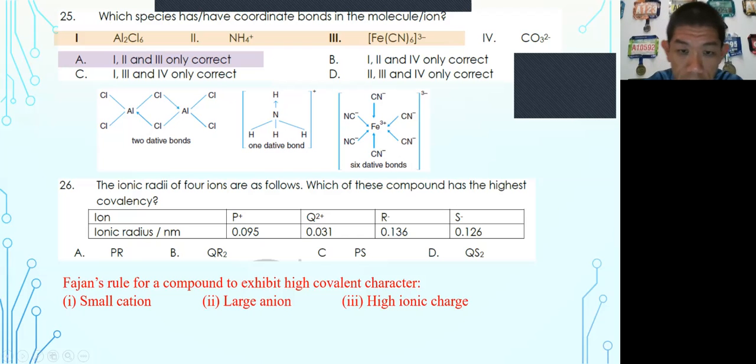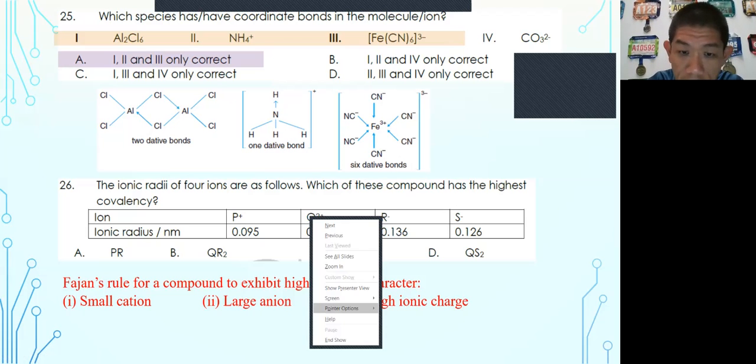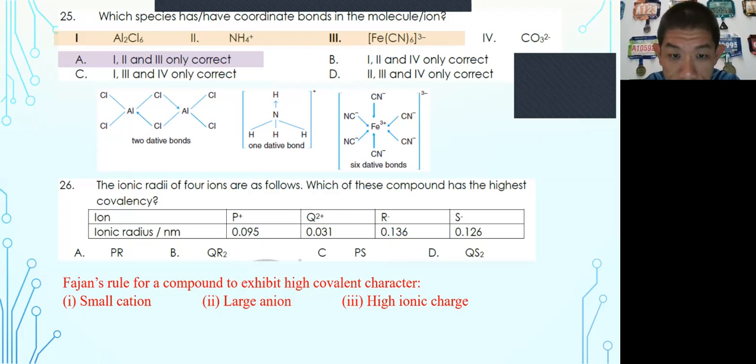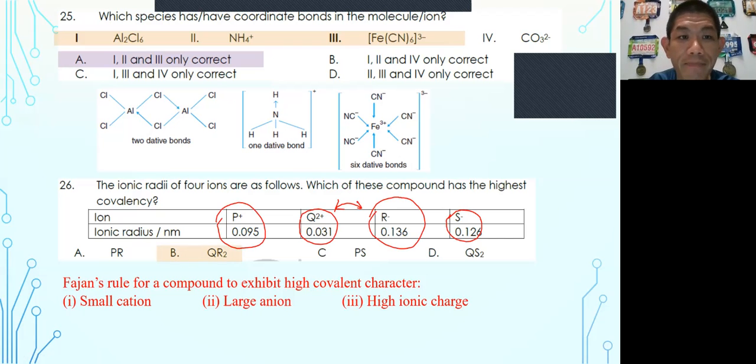Misunderstanding. Okay, so in here, Q has the highest charge and the smallest radius. R has a greater charge and larger radius. So the best combination is in between Q and R. So the best answer in here is B. Okay, so this is for 26.